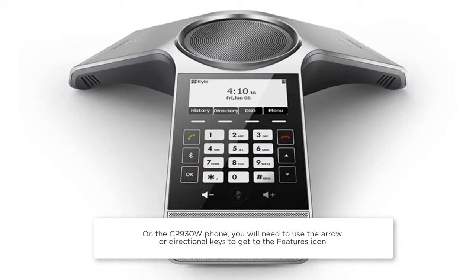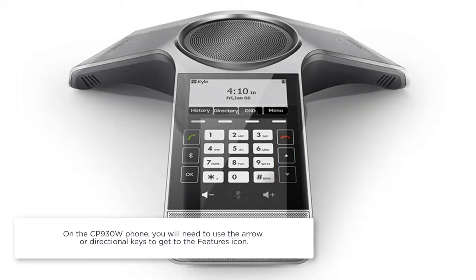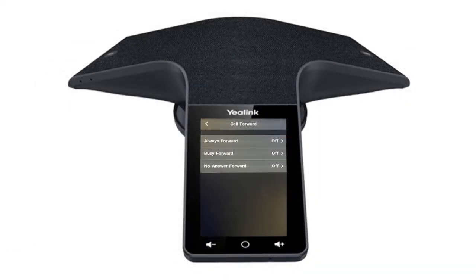Please note, on the CP930W phone, you'll need to use the arrow or directional keys to get to the Features icon. Call forwarding options include Always Forward, which will forward all incoming calls to a specified forward to destination. Busy Forward, which will only forward calls if your line is busy. No Answer Forward, which will forward calls when the Do Not Disturb feature is enabled or you don't answer the call.